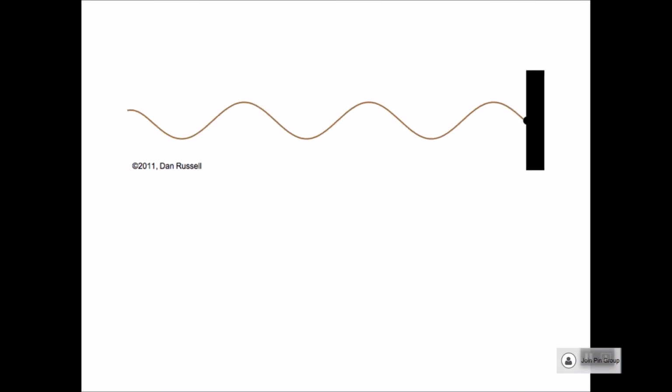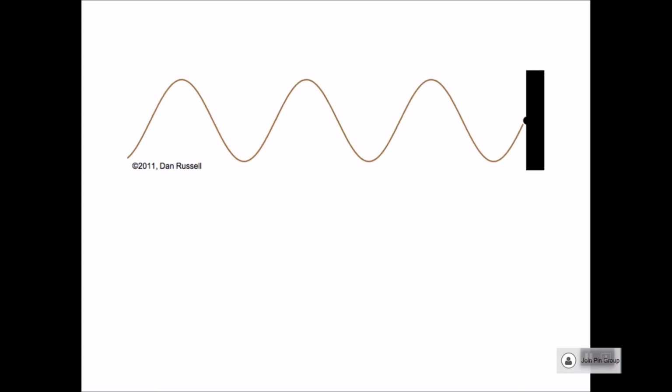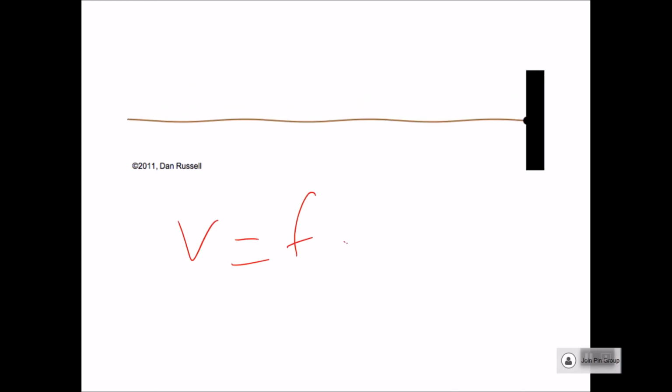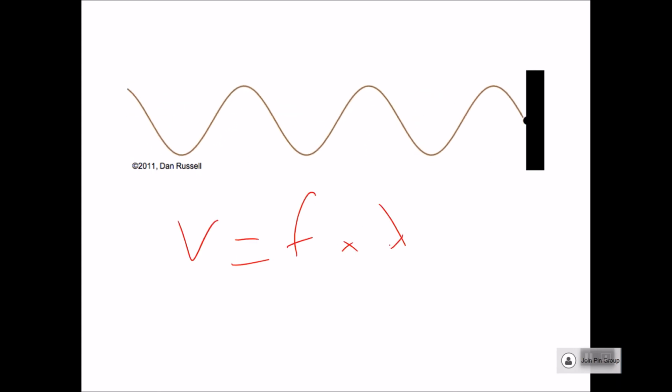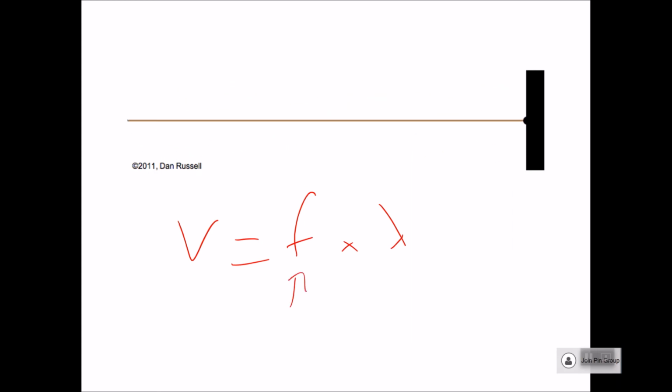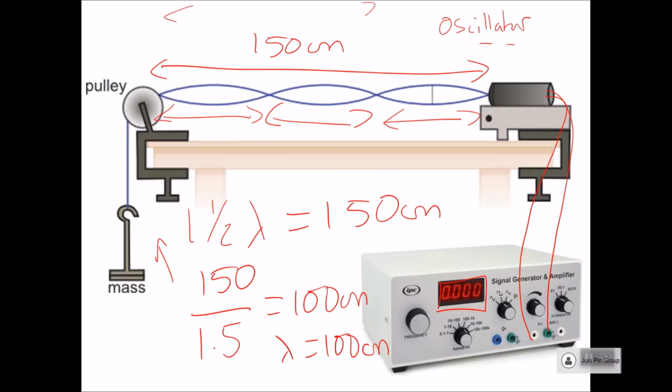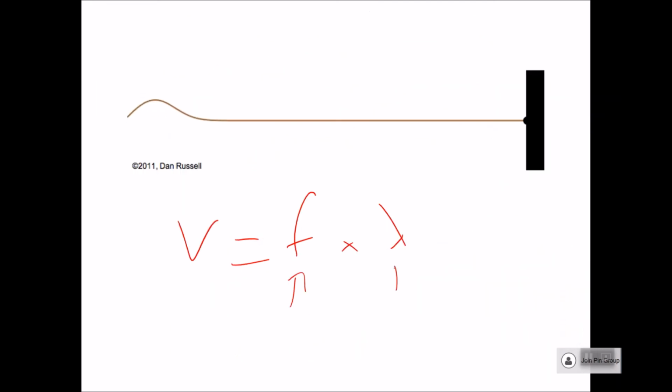Now it's very difficult to measure the wave speed of that by eye, so all we do is use this equation. Wave speed is frequency times wavelength. We know the frequency because we just need to look at the signal generator here. We've worked out the wavelength by saying that there is half a wavelength, therefore we've got 1.5 wavelengths. So all we do is frequency times wavelength to give you the wave speed.